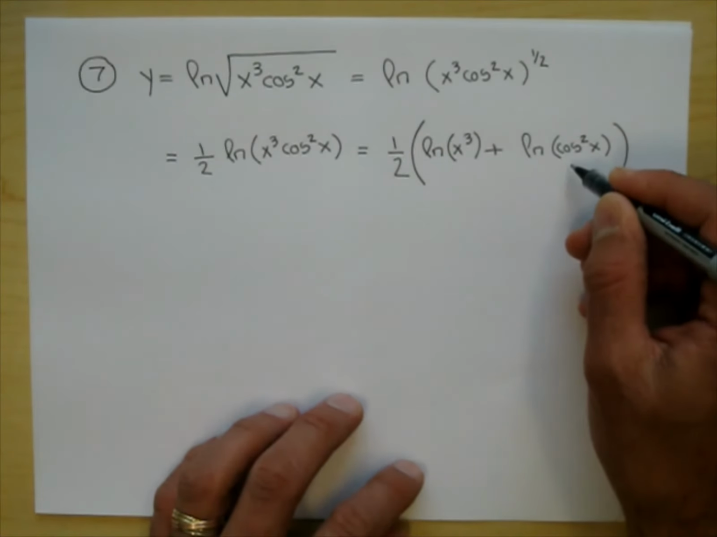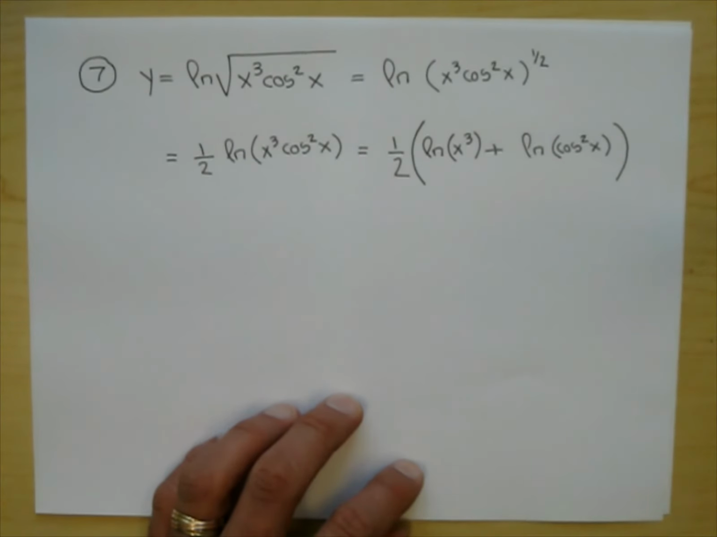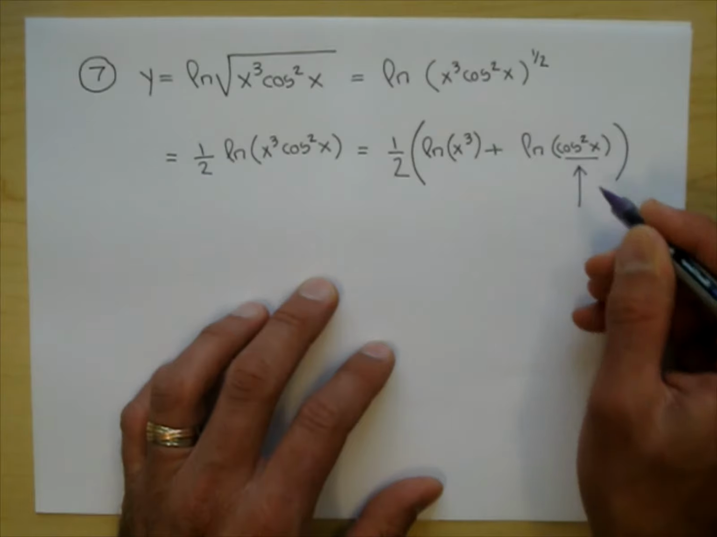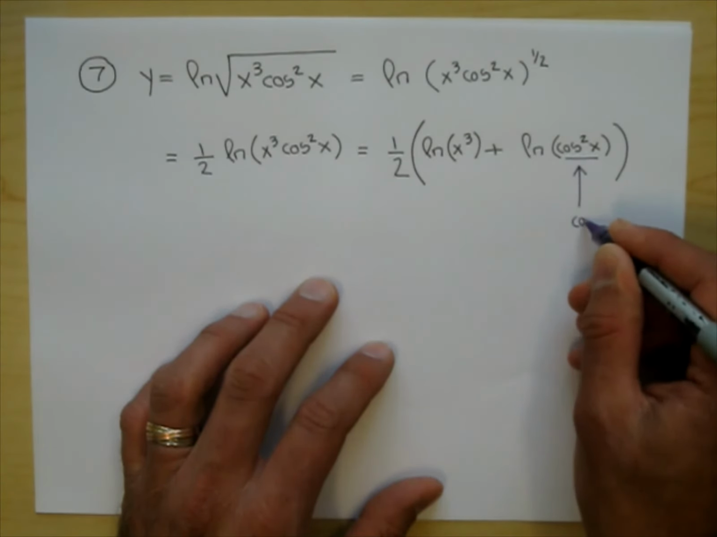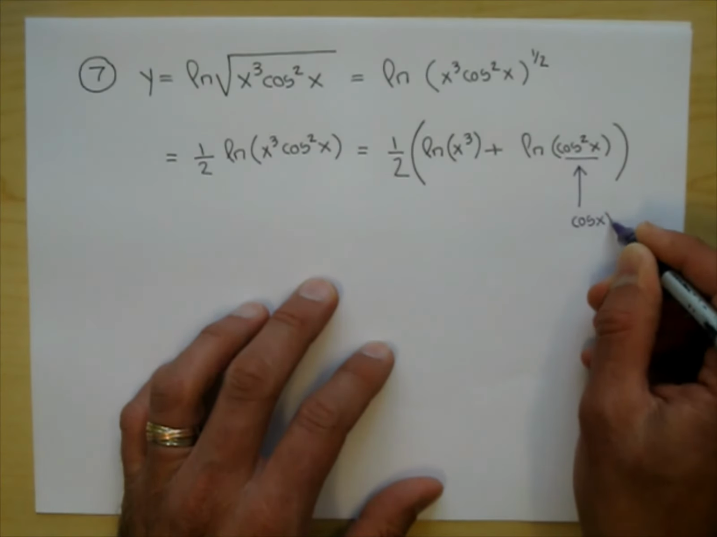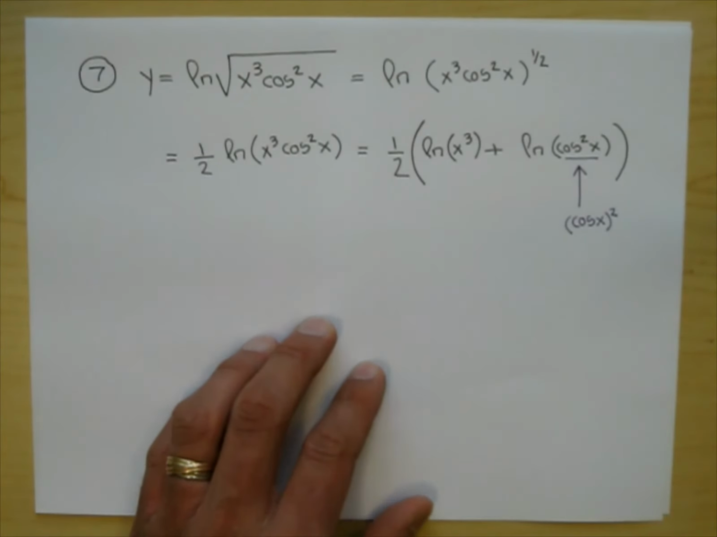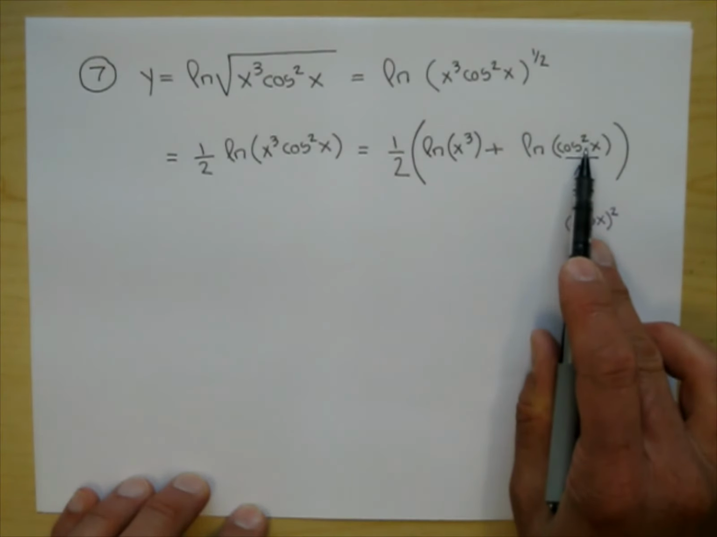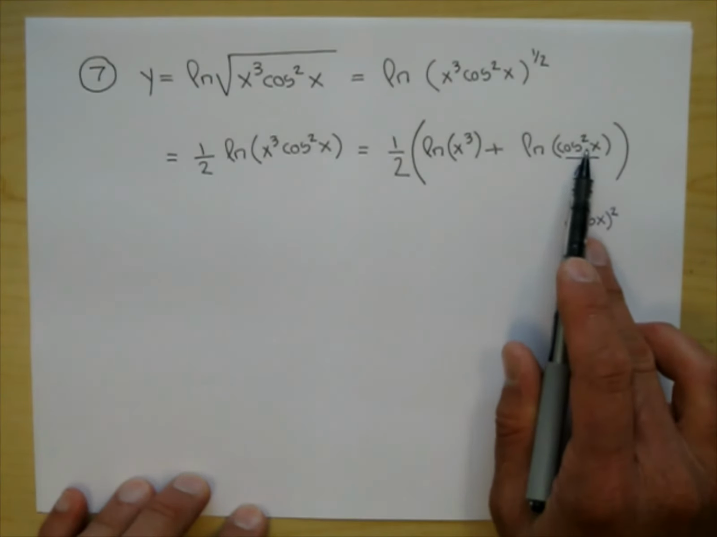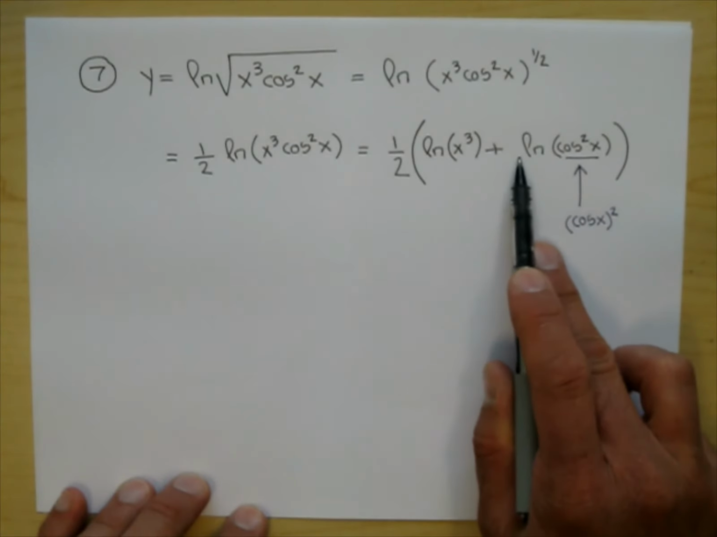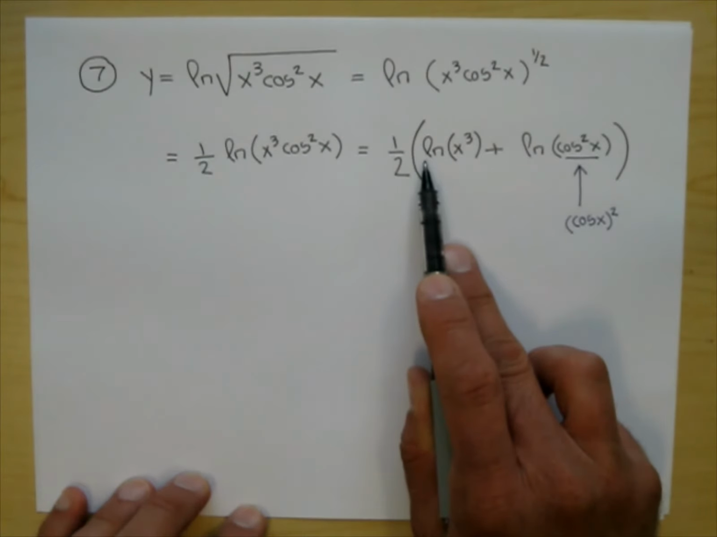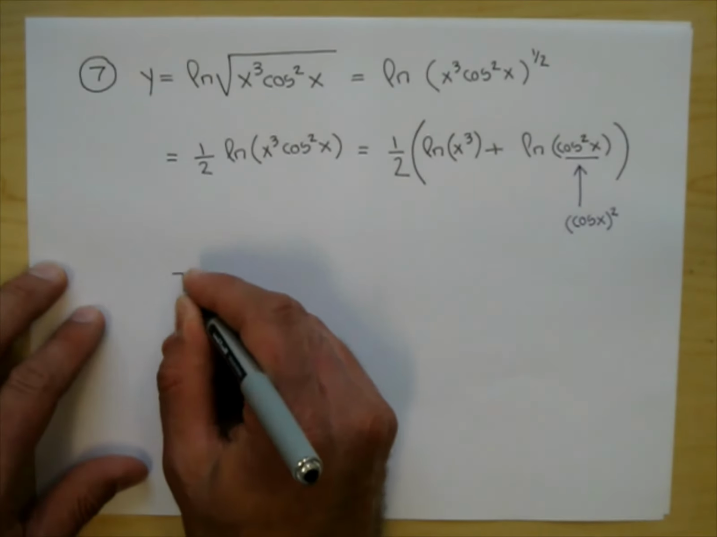Now this guy right here, this cosine, I'll do this in purple. It's a cosine squared, which means it's really cosine x, this whole thing is squared. The reason I'm telling you that is now we have something to a power. We can use the power rule for logarithms and make that 2 jump in front of the ln. And same with the 3, we can make that jump in front of the ln, so that's what we're going to do now.